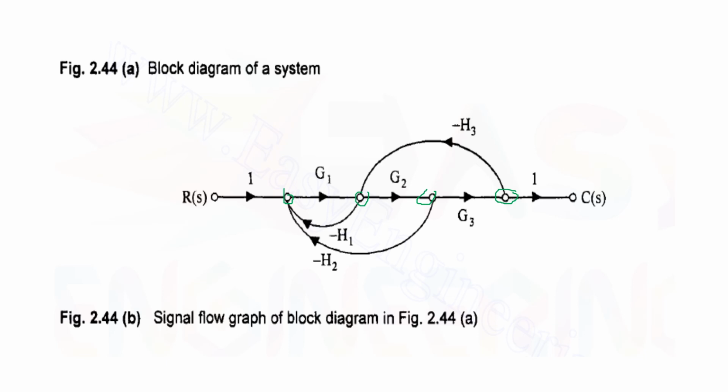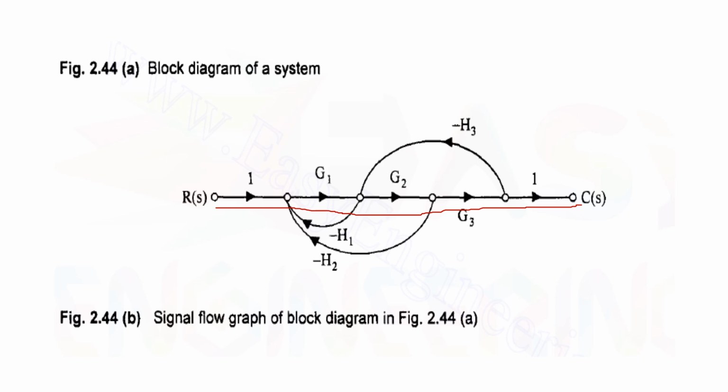Now you need to find the number of forward paths, the number of loops and non-touching loops. Let's find the number of forward paths first. I'll start like this. One is a direct way you can reach. This is one direction. Do I have any other direction to reach the output? Not possible. If you try going like this, anyhow this is wrong because the direction is reverse. So I have got only one forward path with the gain G1, G2.